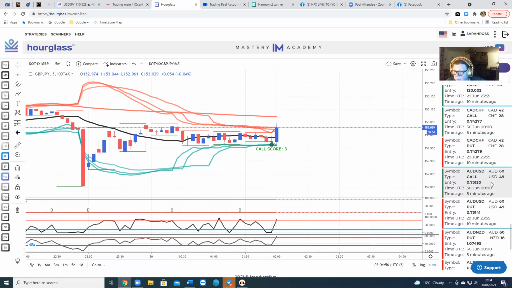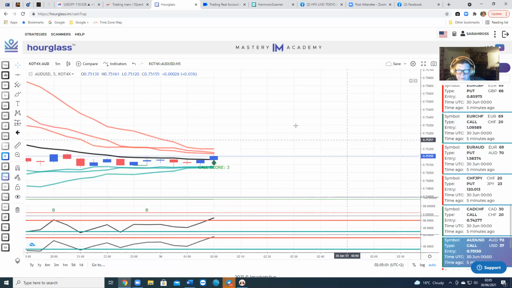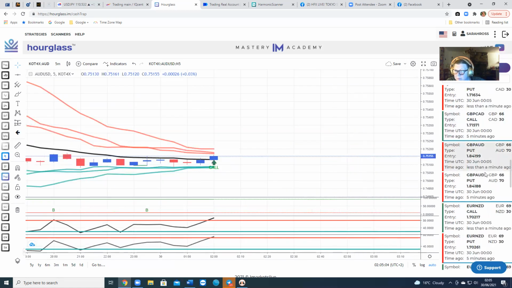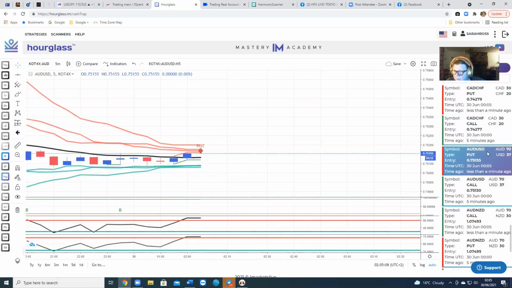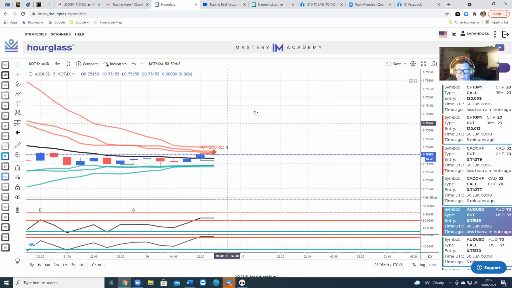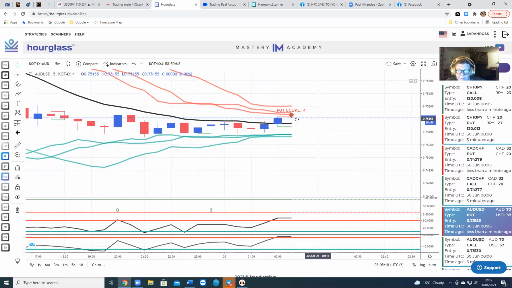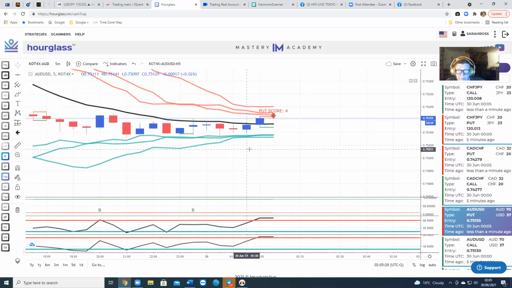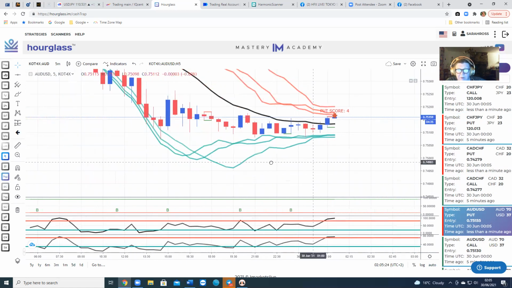HourGlass 60 to 49, it's given us a call. That was me marking something up earlier. Oh, it's just switched now. The signal's just switched. It's given us a put.